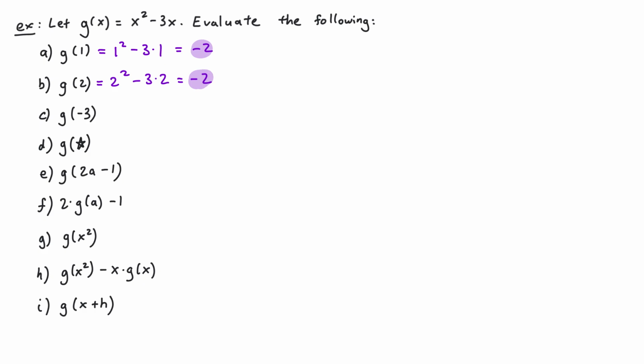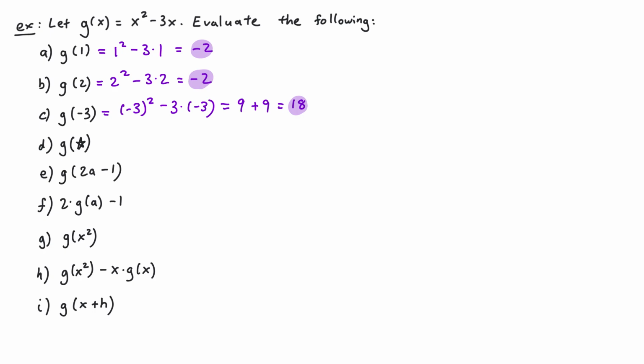Next, we want to compute g of negative 3. So once again, we go to our formula for our function, x squared minus 3x, and everywhere we see x, we're replacing it with negative 3. So this is going to be negative 3 squared minus 3 times negative 3. Computing negative 3 squared, we get positive 9. And then if we do negative 3 times negative 3, we get another positive 9. And so 9 plus 9 gives me 18. So the output of my function when I plug in negative 3 is 18.